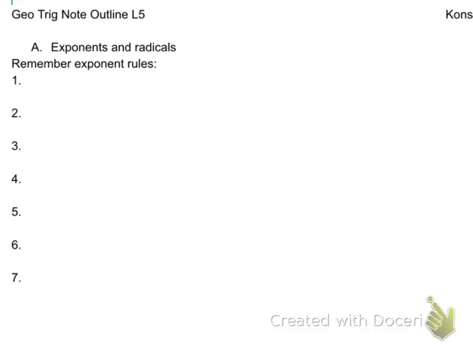Okay, what we have here is geotrig lesson outline 5. We're going to start part A, and part A is exponents and radicals. Again, I already kind of talked to you guys about this, but we are going to have to start to do problems that are pretty complex already. They're going to take all my 7 exponent rules, throw them all into one problem, and say, here you go.